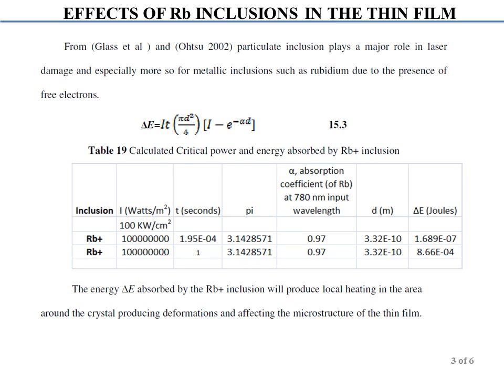Now if that laser were on for a lot longer, say for example 1 second, and we plug the numbers in, we essentially get a delta in energy of 8.66 times 10 to the minus 4. And so the longer the laser is illuminating this thin film with the rubidium inclusion, the more energy delta E will be absorbed by the rubidium inclusion, producing local heating in the area around the crystal, producing deformations and affecting the microstructure of the thin film.